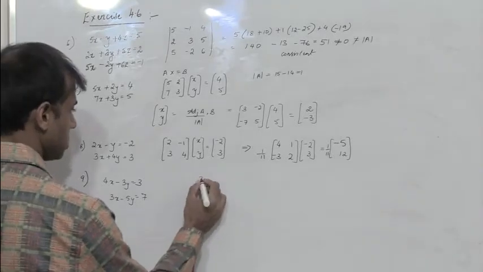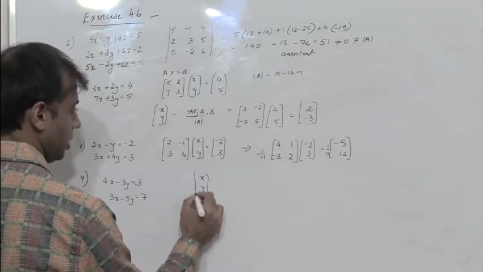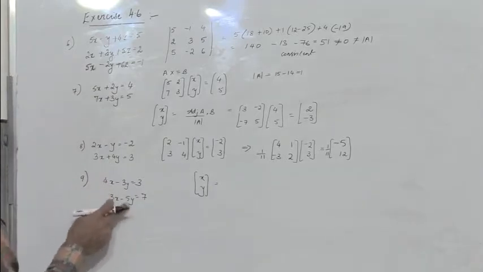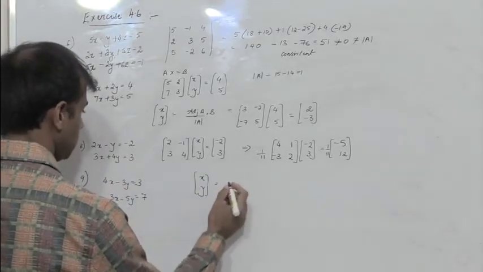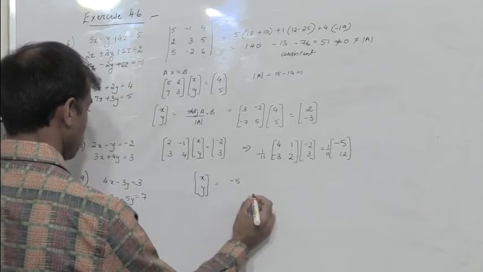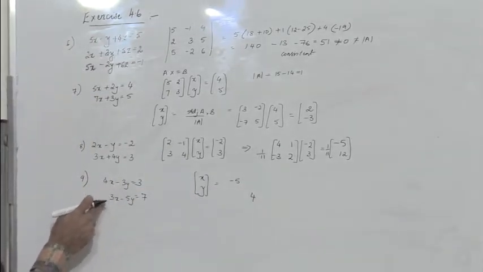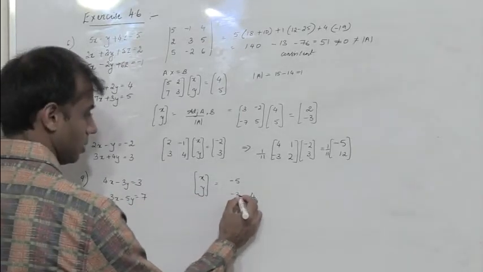So again, what is xy? So let me directly write, it's adjoint A. So interchange these two elements. So let me write it directly. Minus 5, minus 3, and 4. I am interchanging these two and negate these two. So I get minus 3 and plus 3 there.